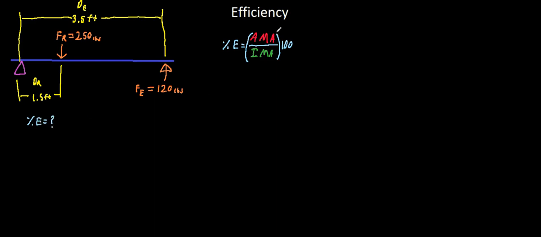To solve, we need to find our AMA and our IMA. We already know our equations for our AMA and our IMA, so let's start with our AMA. Our AMA equals FR over FE. I think I just broke the record for the most times you can say AMA in under 10 seconds. But we know our FR, that's 250 pounds, we just said that. And we know our FE as well is 120 pounds.